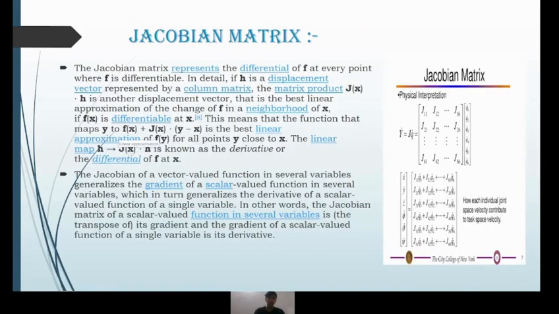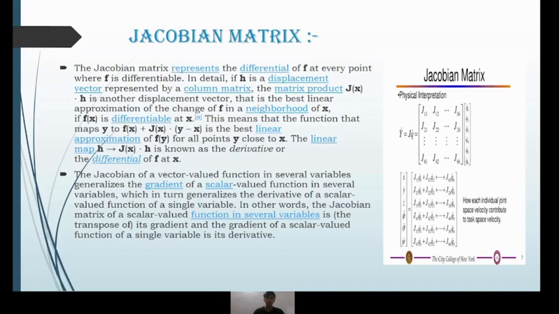Jacobian matrix. The Jacobian matrix represents the differential of f at every point where f is differentiable. In detail, if h is a displacement vector represented by a column matrix, the matrix product J(x) times h is another displacement vector, the best linear approximation of the change of f in the neighborhood of x. If f is differentiable at x, this means that the function y maps to f(x) plus J(x) times (y minus x) is the best linear approximation of f(y) for all points y close to x. The linear map h maps to J(x) times h is known as the derivative or differential of f at x.